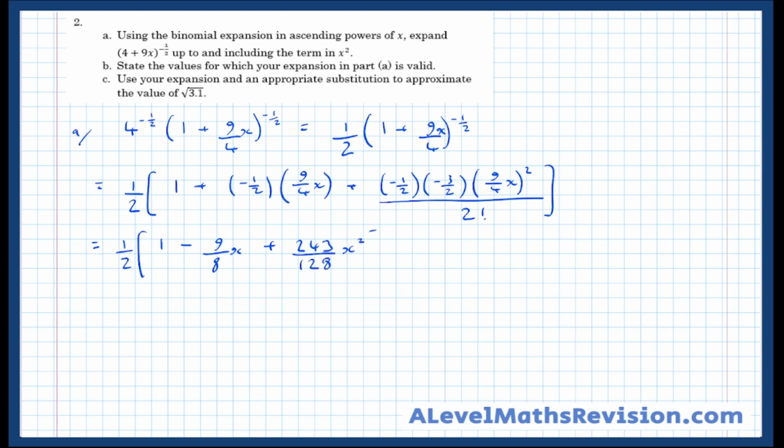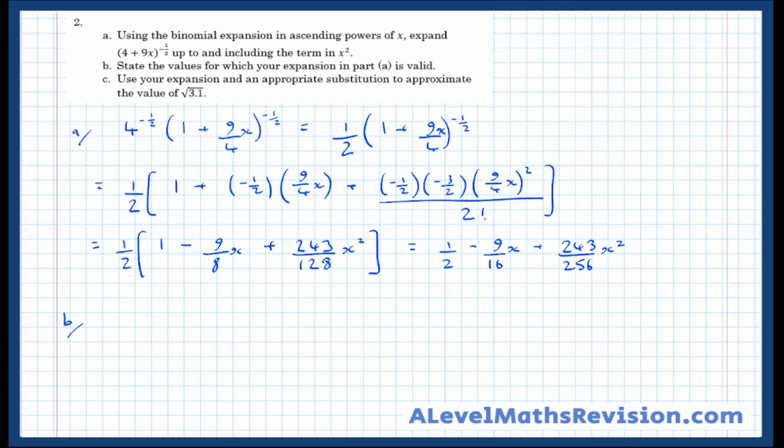x squared, and then multiplied by the half, we get 1/2 minus 9/16 x plus, and double 128 is 256, so we get 243/256 x squared, and there is the expansion done.